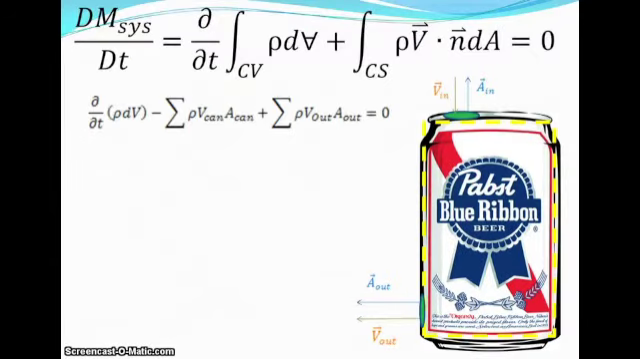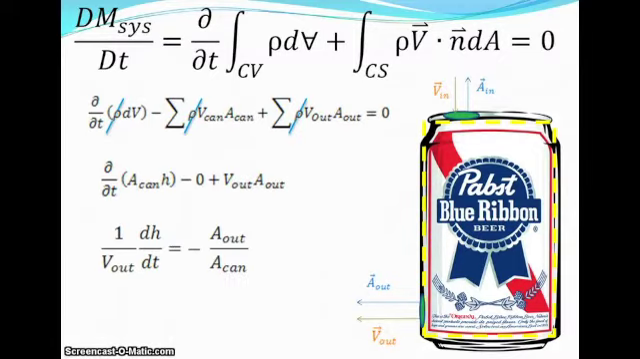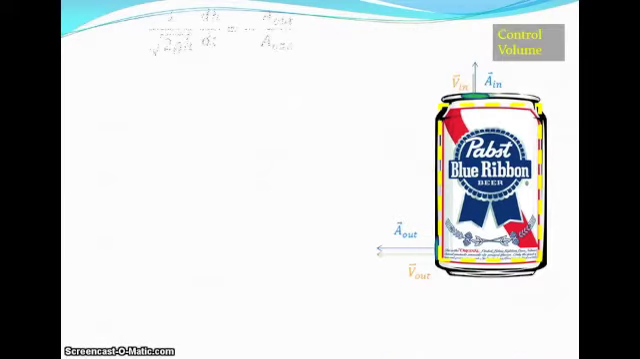In RTT, we consider mass flow into the can to be negative because the dot product of the area vector and velocity vector in are in opposite directions. The mass flow out of the can is positive since the area and velocity vectors point in the same direction. Now we'll apply the RTT equation and solve for the time it takes the beer to empty.